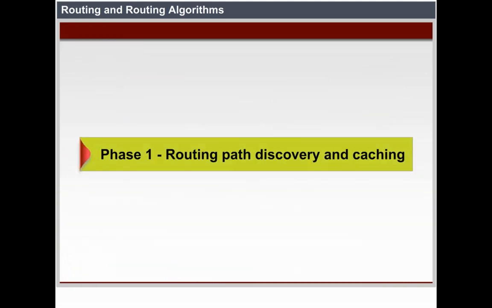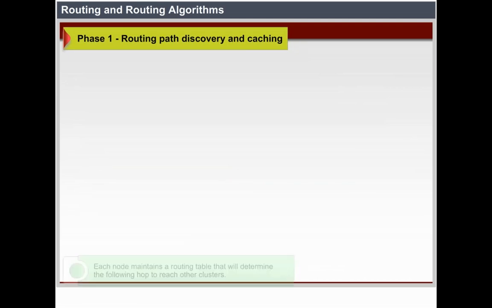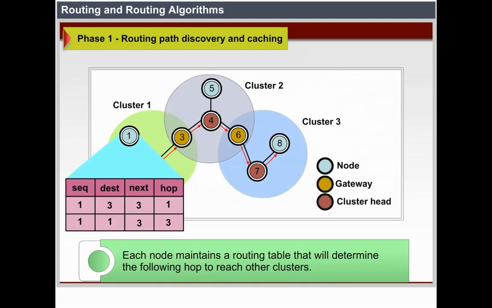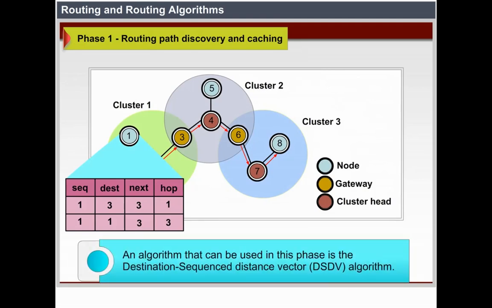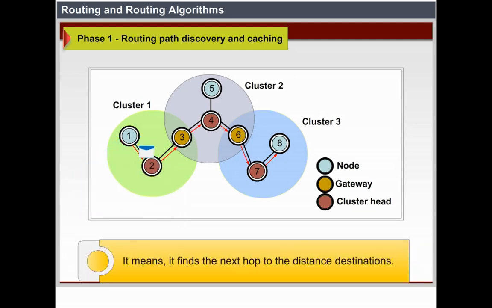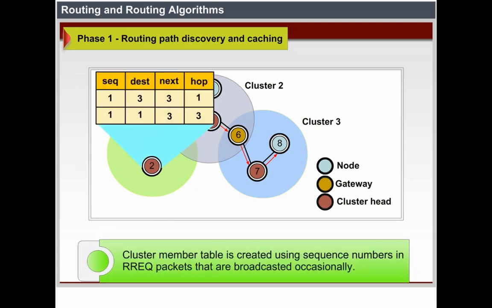Phase 1. Routing path discovery and caching. Each node maintains a routing table that determines the next hop to reach other clusters. An algorithm that can be used in this phase is the Destination Sequenced Distance Vector (DSDV) algorithm. That means it finds the next hop to the distant destinations. The cluster member table is created using sequence numbers in RREQ packets which are broadcast periodically.